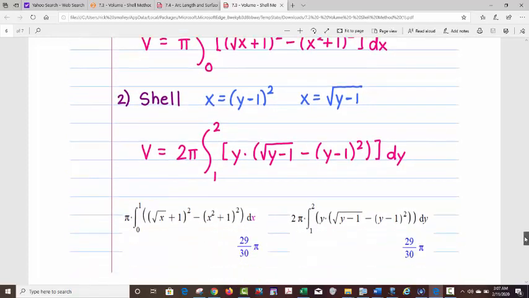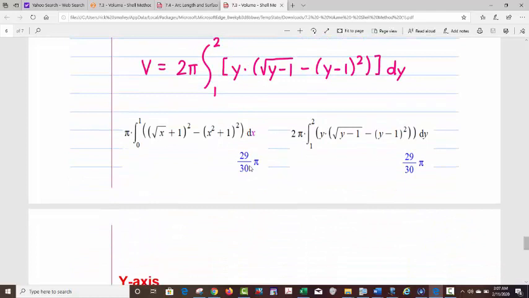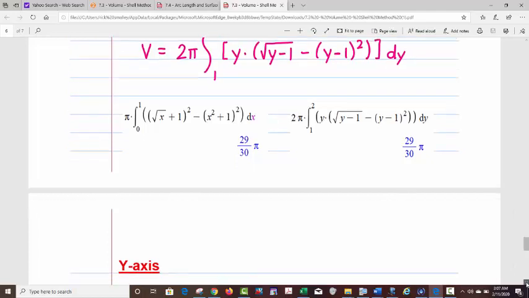Now I'll put both these answers in Maple, and let's see what I got here. Well, that's terrific. 29 over 30 times pi. So I feel pretty good about what I did there. Let's take a look at the y-axis, excuse me. That was the x-axis. Let's do the y-axis.